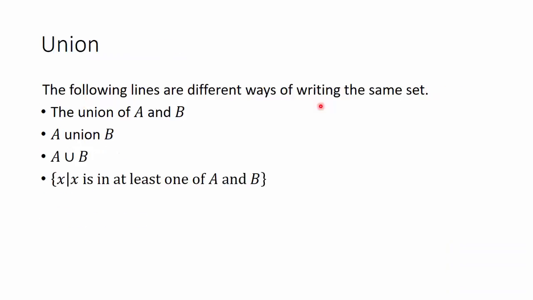The first is union. Now, the following lines represent different ways of writing down the same set. We can say the union of A and B. We can say A union B. Or we could use this symbolic notation, A with a U-like symbol in between and then B. Or we could use a definition of a set using a condition that characterizes set membership. So we could write this set as the set of all x such that x is in at least one of the 2 sets A and B.